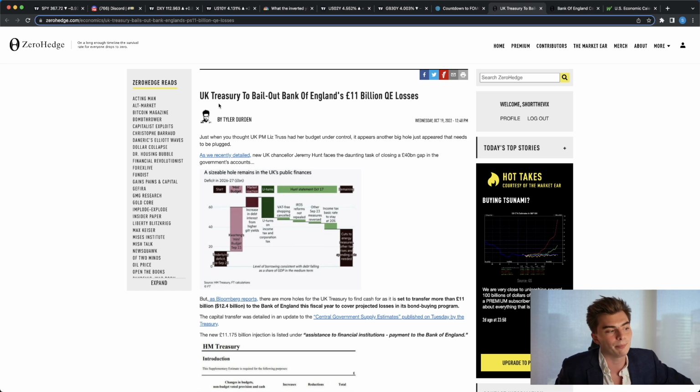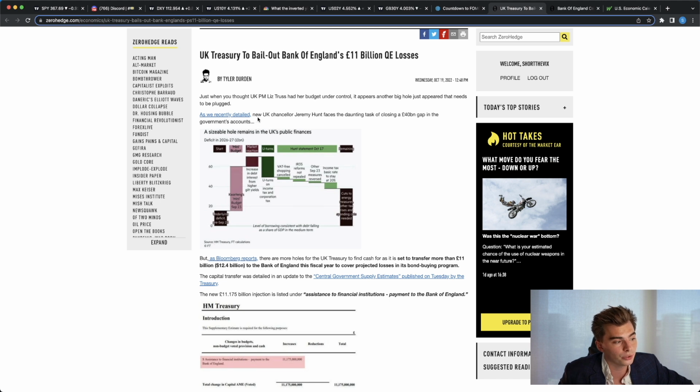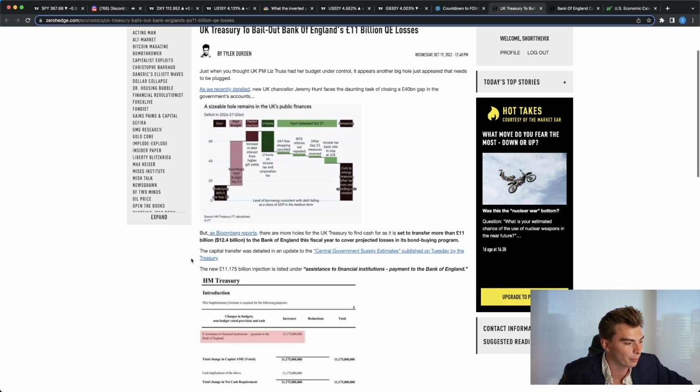The UK Treasury to bail out the Bank of England's $11 billion quantitative easing losses. As we recently detailed, the new UK Chancellor, Jeremy Hunt, faces the daunting task of closing a £40 billion gap in the government's accounts. Sizable hole remains in the UK's public finances, but as Bloomberg reports, there are more holes for the UK Treasury to find cash for, as it is set to transfer more than £11 billion or $12.4 billion US dollars to the Bank of England this fiscal year to cover projected losses in its bond buying program.